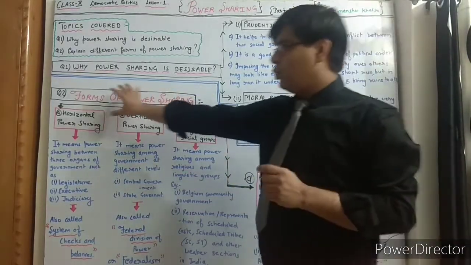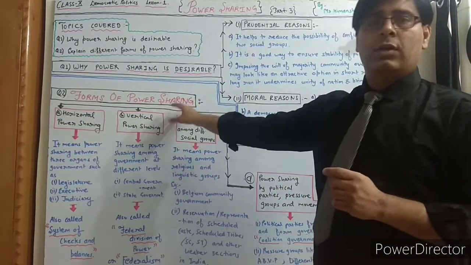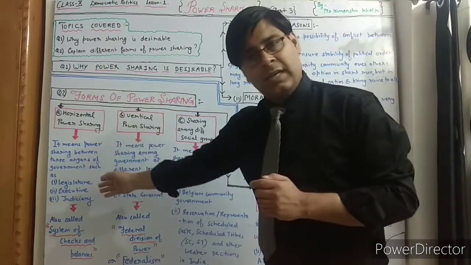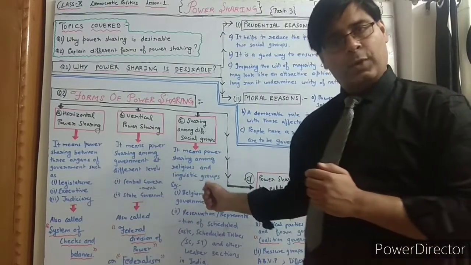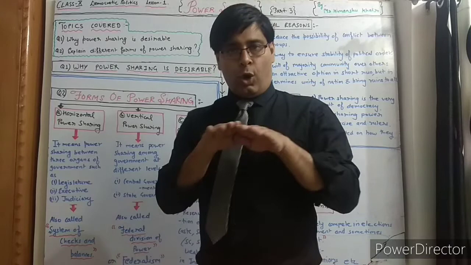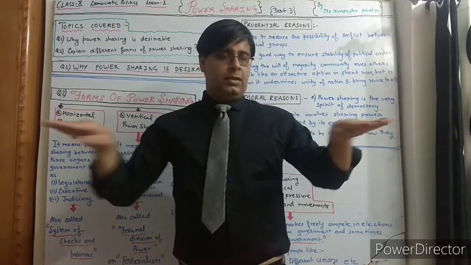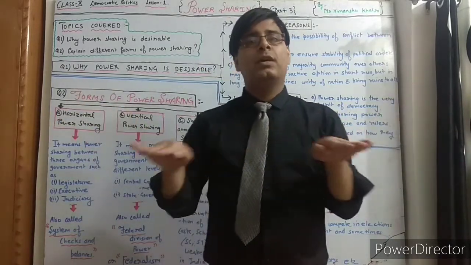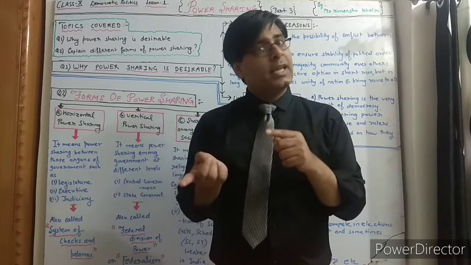This full question is of 5 marks and each can come in 3 marks. Okay, now listen. First is horizontal power sharing. Horizontal, ठीक है, ऐसा फ्लैट सरफेस को हम क्या बोलते हैं? हॉरिजॉन्टल. पावर शेयरिंग क्या है?